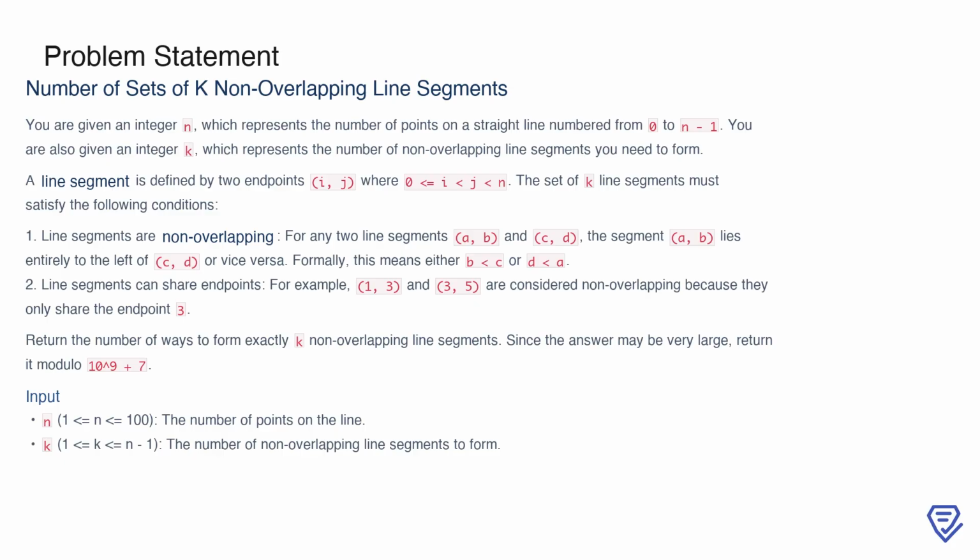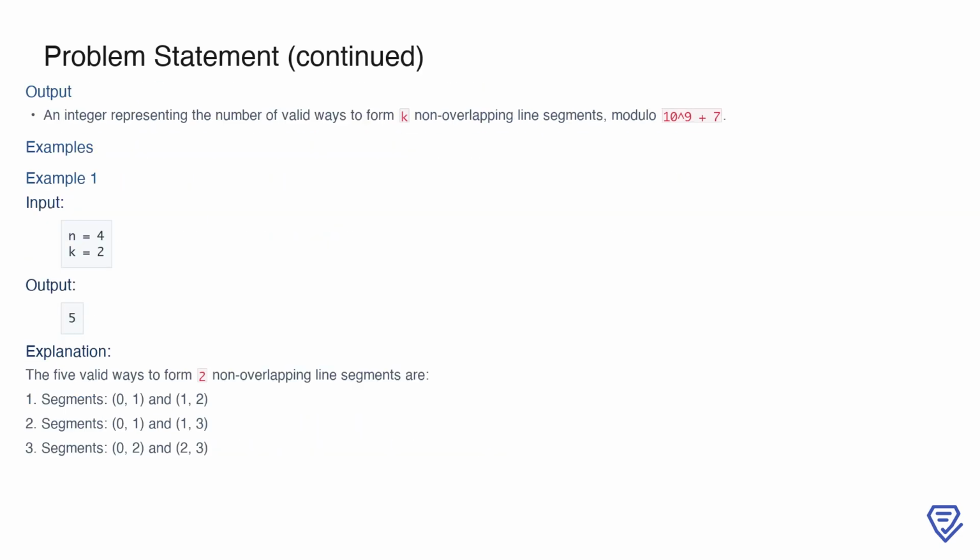For example, the segments 1, 3, and 3, 5 are valid because they only share the endpoint 3. The solution must return the total number of ways to form these K segments, modulo 10 to the power of 9 plus 7, as the result could be extremely large. The output of the problem is a single integer, which represents the number of valid ways to form K non-overlapping line segments, modulo 10 to the power of 9 plus 7.